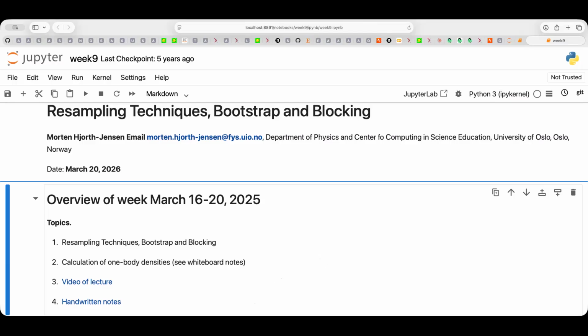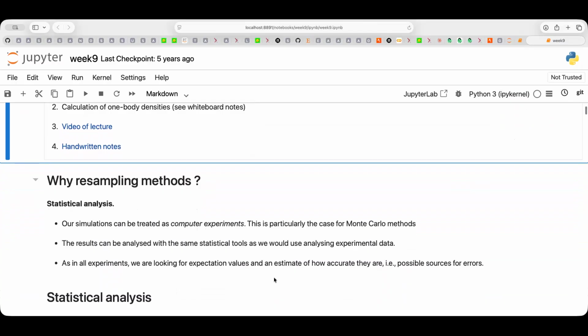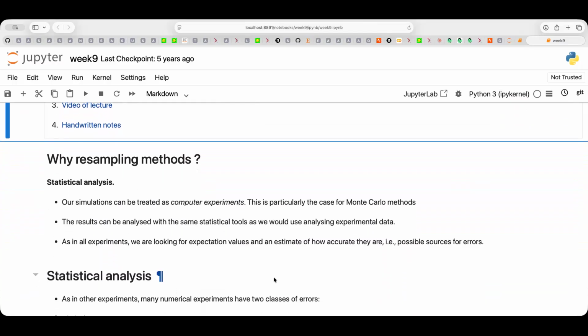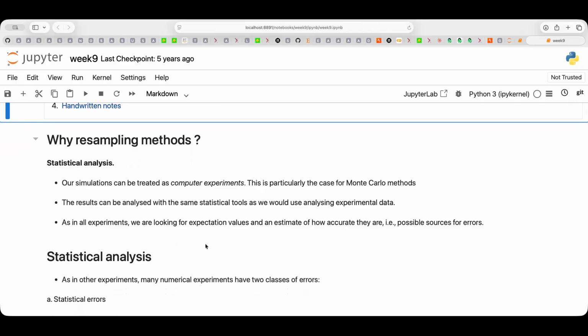The main idea behind the resampling methods is that our simulations are actually numerical experiments, and this is the case for Monte Carlo methods. You can analyze the results with the tools from statistics as you would analyze experimental data. As I said last week, you may ask, why do we stress so much about this tiny result we are looking after, which is the standard deviation?